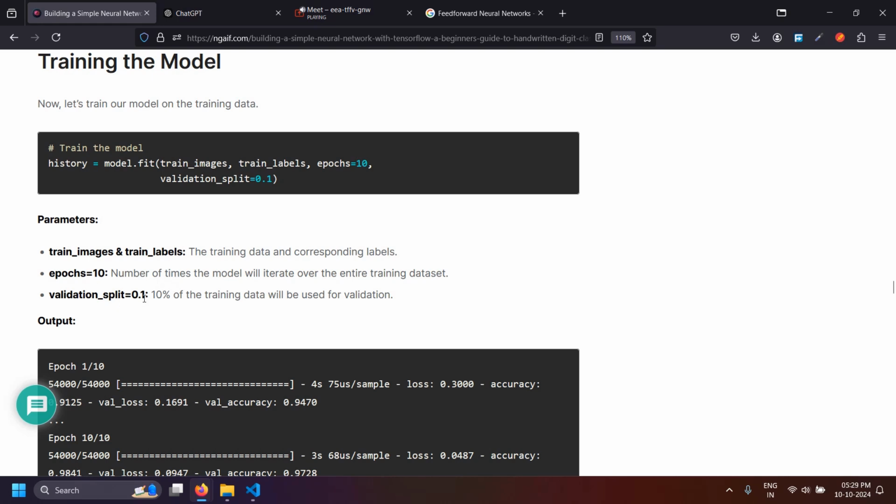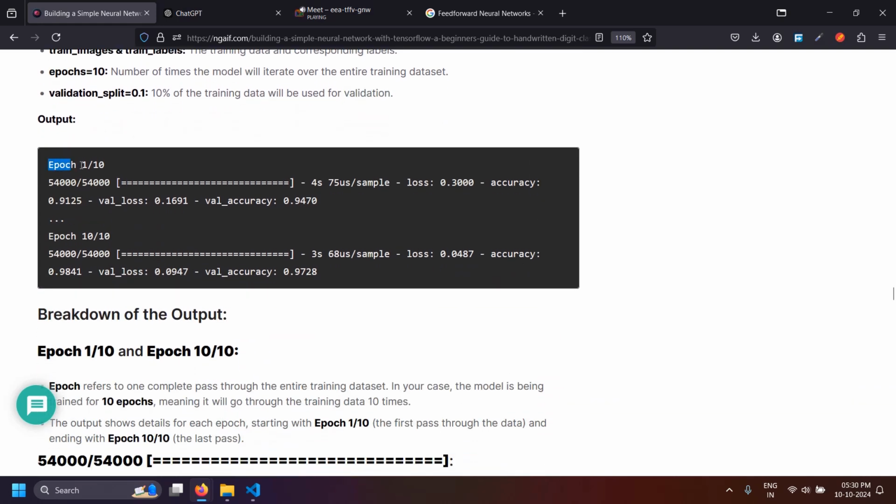Validation split: 0.1. What this means is 10% of the total training data we have will be used for validation. And as you know, validation is for rechecking.